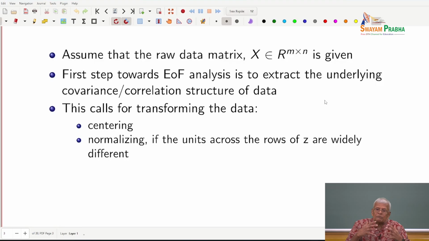So I need to fill up what I don't have. So this calls for transformation of data. First, I need to be able to center the variables. Then I need to be able to normalize the variables if the units across the various rows are different.